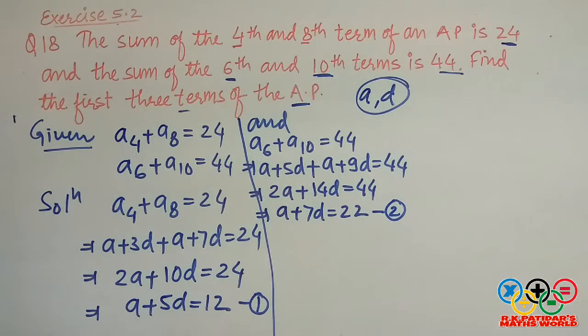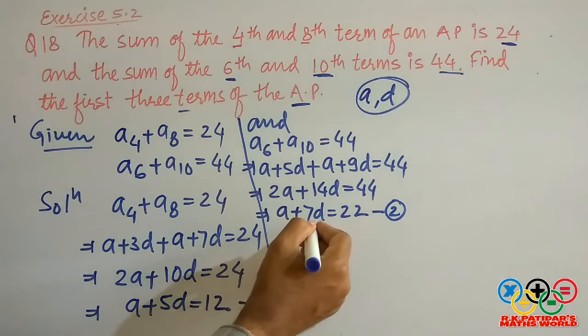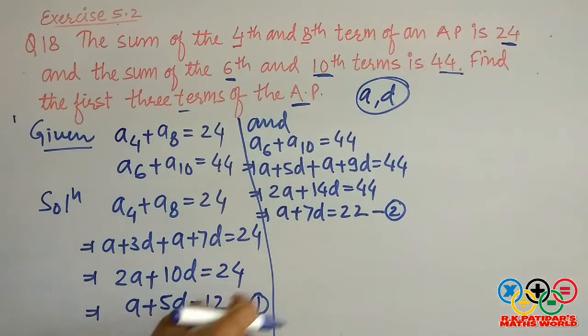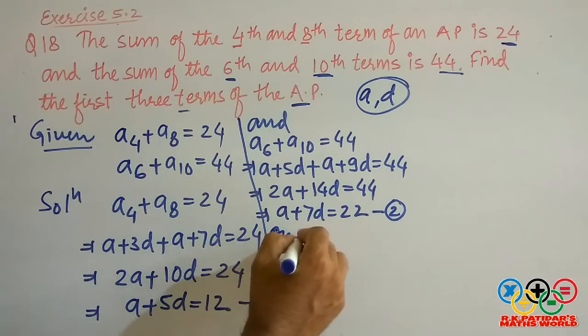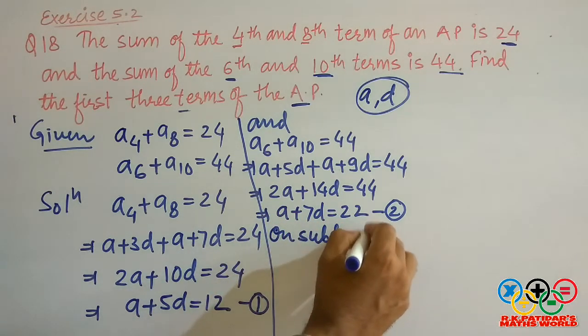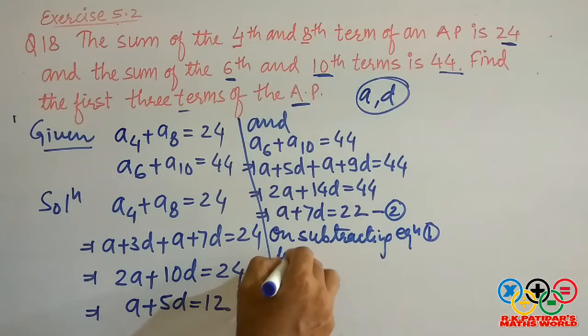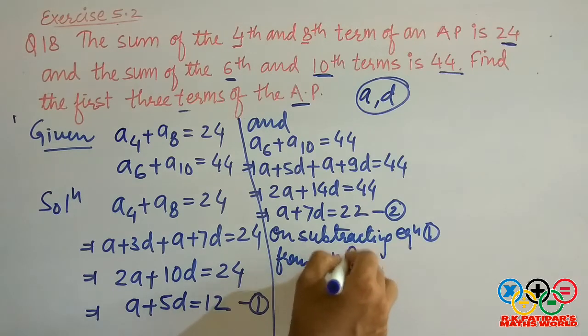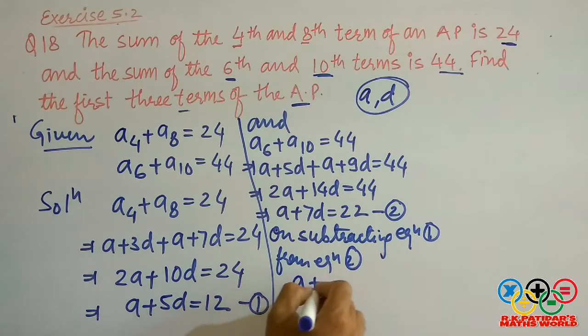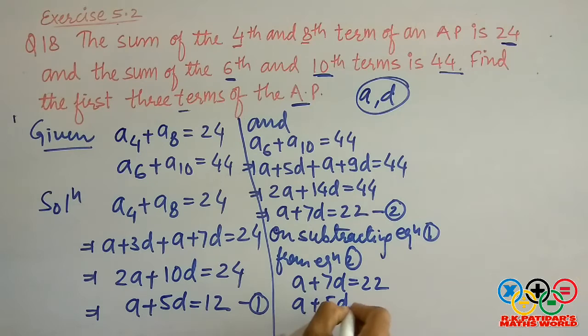Second, with the help of elimination method we will solve this equation. We will subtract equation 1 from 2. So on subtracting equation 1 from equation 2, so it is A plus 7D is equal to 22. A plus 5D is equal to 12. सब्ट्रैक्ट करना है, साइन चेंज हो जाएगा, ये माइनस माइनस एंड दिस इज माइनस.